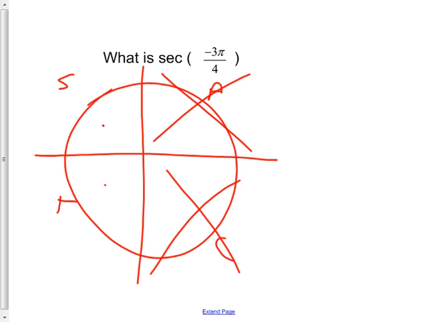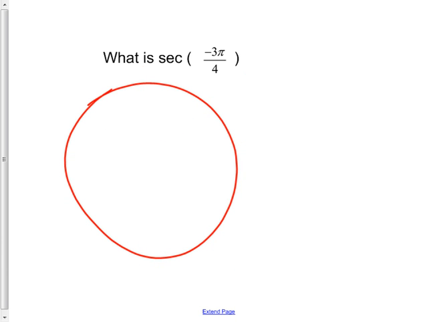Okay? And I guess another way to think of it is, where is... Oh, wait a minute. You know what? I'm doing that wrong. That's not where secant's negative. If this was negative, I could do it that way. My bad. I should be thinking instead like this.